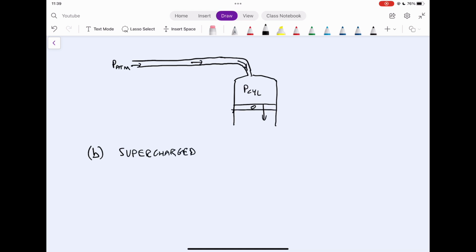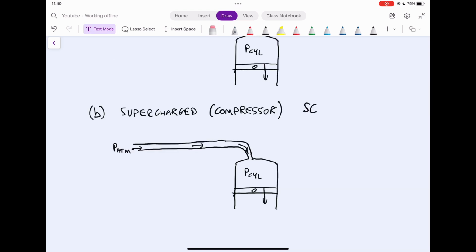Now, a solution to that is to use a supercharger or a supercharged engine, which is also called a compressor, and it works in the same way as a compressor that you might have seen in a thermodynamics class. What this supercharger does is you add essentially a supercharger or a compressor on the intake, and you compress the air.